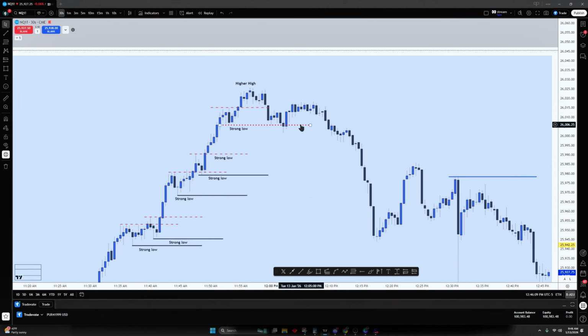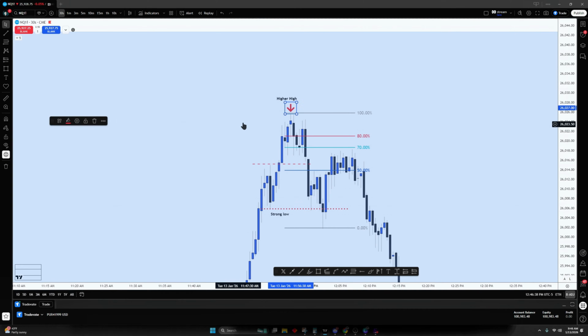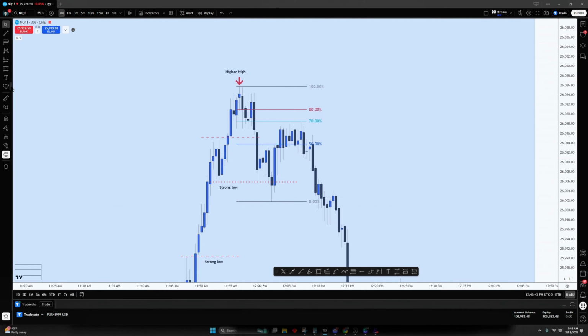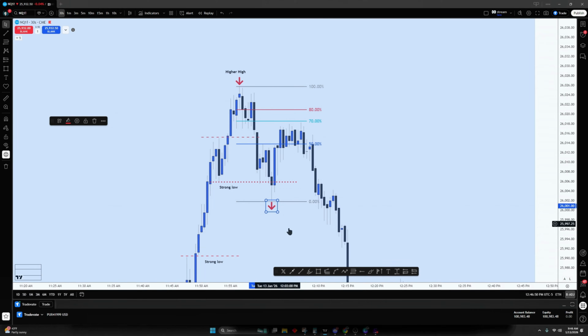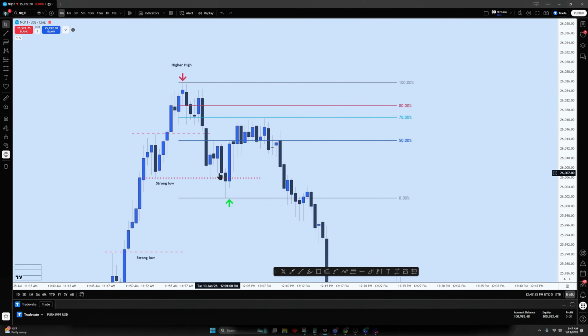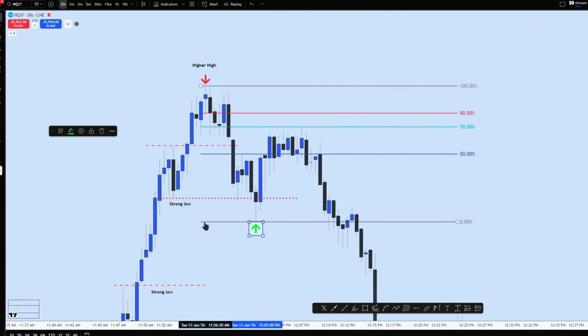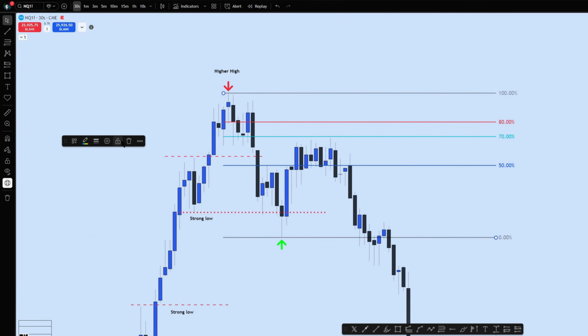So we have the strong low broken. We then get that retracement up. So we're going to go from this high right there. We're going to put the fib on the high, and then we're going to put the fib on the low that broke the strong low. So we have the low right here, and then this was our strong low that's broken. So we would put the low of the Fibonacci there, and then we're going to drag it up. So let me go ahead and get it out.